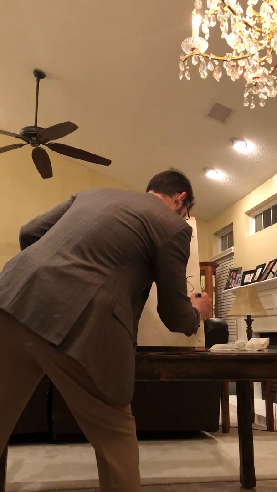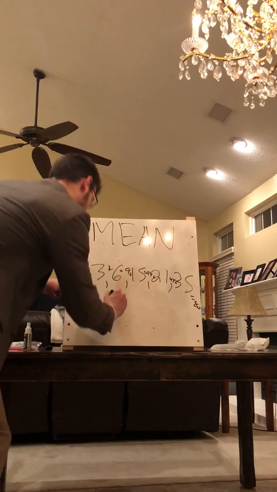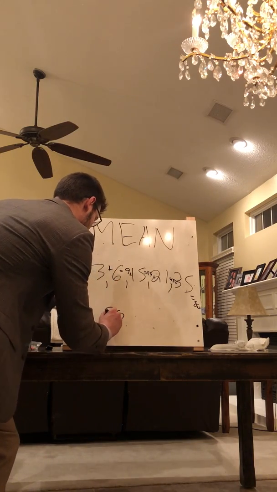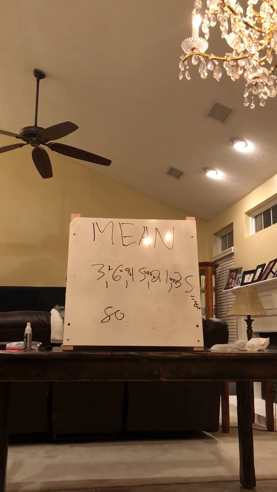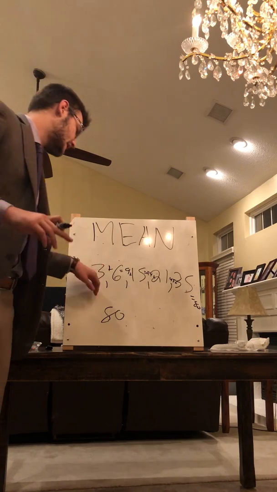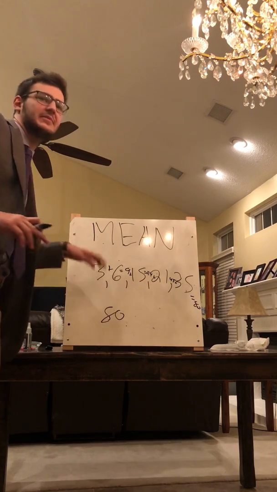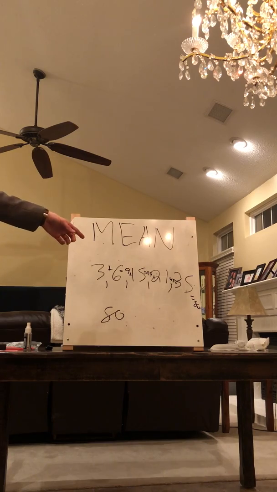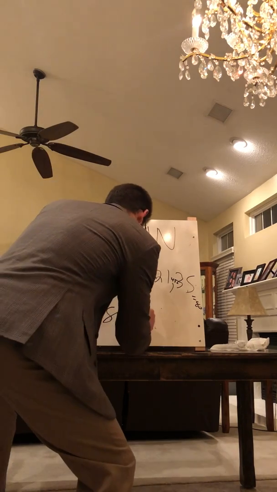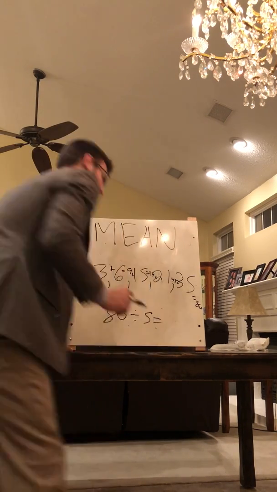80, I hear it. 80, so we have 80 as our adding. Well, we added up. Now, what do we have to do? We have to divide it by the total number of digits. How many total digits are in this problem? 5, that's right. So we divide by 5, 80 divided by 5.